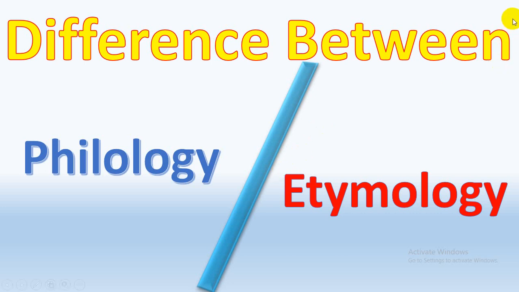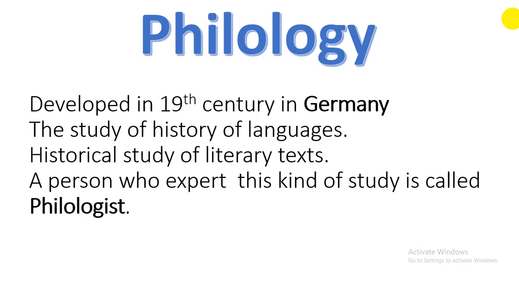So today we are discussing the difference between philology and etymology. First of all, we will discuss philology and its short history. According to history, it developed in the 19th century in Germany. It is the study of the history of languages.